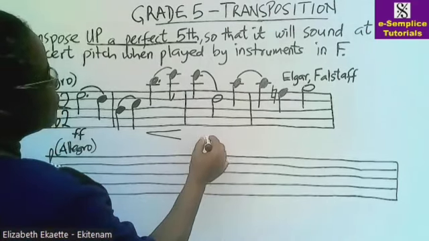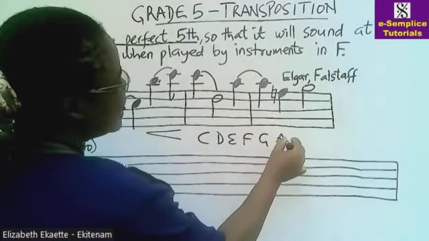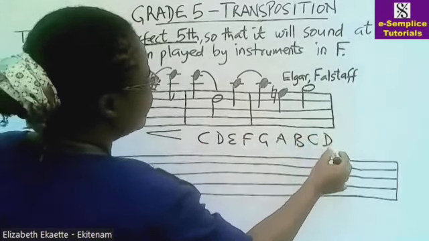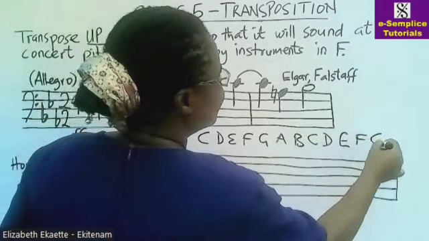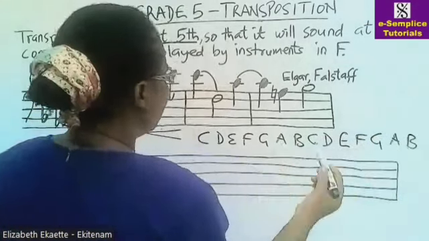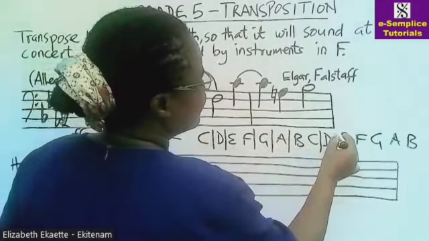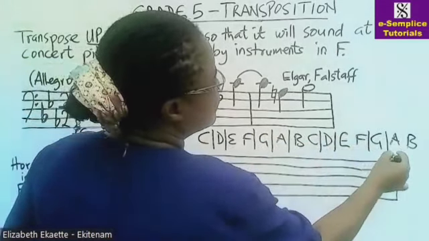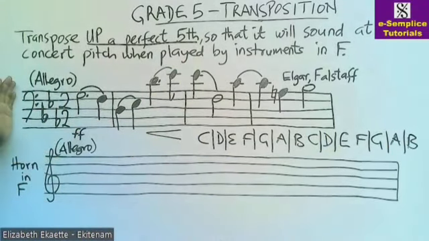And let me use this space to sketch it. So I'll have C, D, E, F, G, A, B, C, D, E, F, G, A, B. So these are my black keys. And that. So now the key here is E flat. And we need to transpose E flat up a perfect fifth.